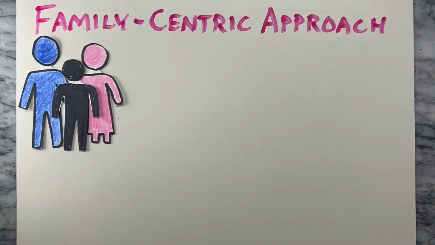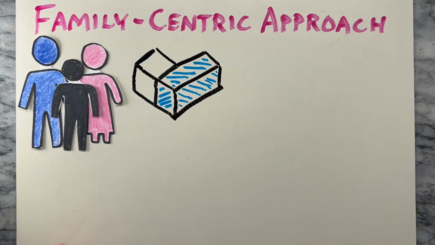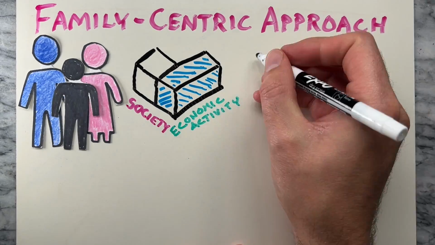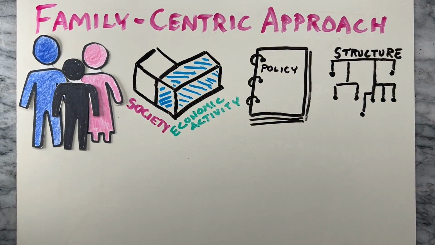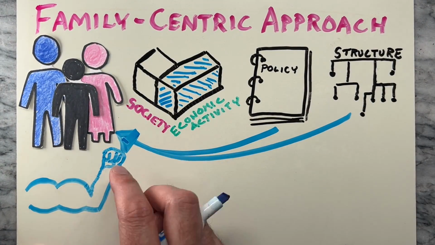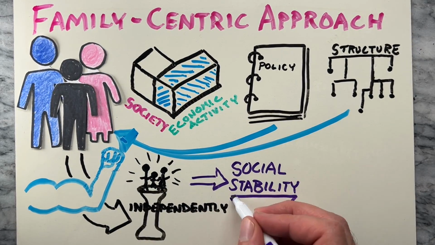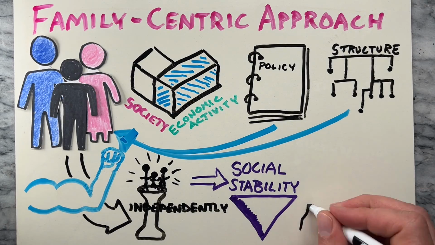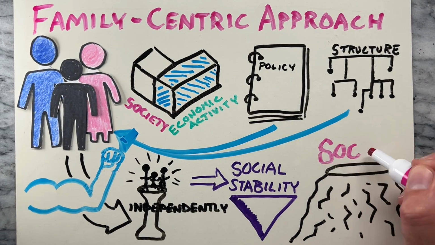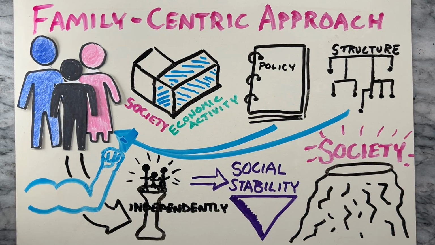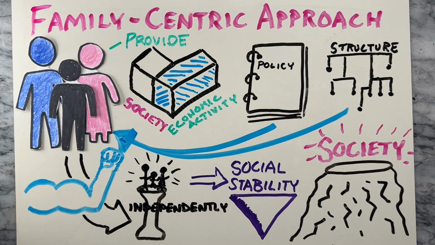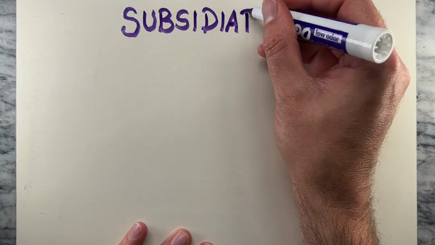The third principle is family-centric approach. Distributism views the family as the cornerstone of society and economic activity. Policies and structures are designed to support and strengthen family life, ensuring that families have the means to thrive independently. Distributists believe this leads to social stability by focusing on the family and aims to create a more stable and cohesive society. Distributists believe that families that own property are better able to provide for their members and contribute to the community's well-being.